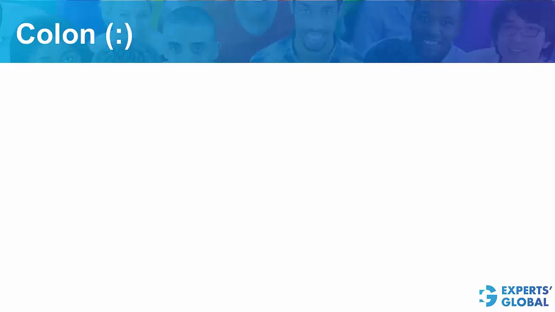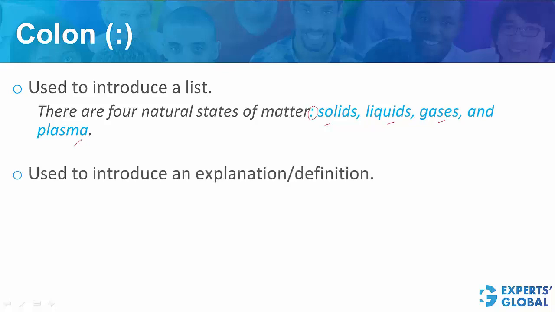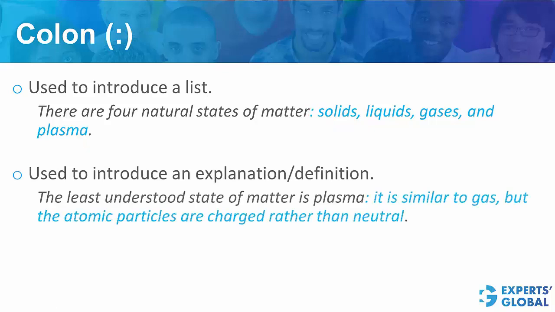Usage of colon. The first usage of colon is to introduce a list. Look at this example. There are 4 natural states of matter, and then the list follows: solids, liquids, gases, and plasma. And see, to introduce the list, we have a colon here. The second usage of colon is to introduce an explanation or definition. Look at this example. The least understood state of matter is plasma, and then what follows here is an explanation. And see, to introduce the explanation, we have a colon here.